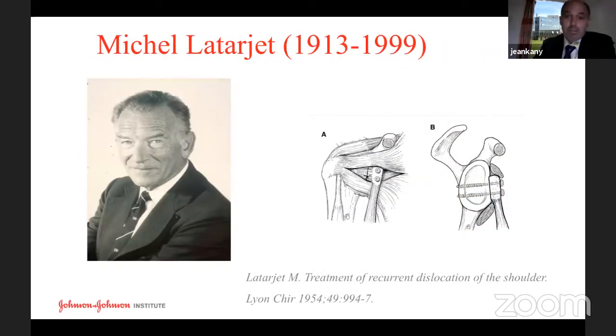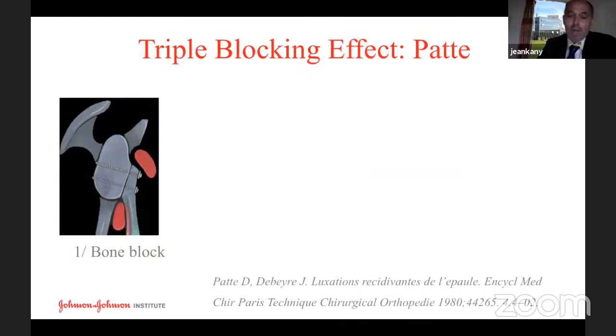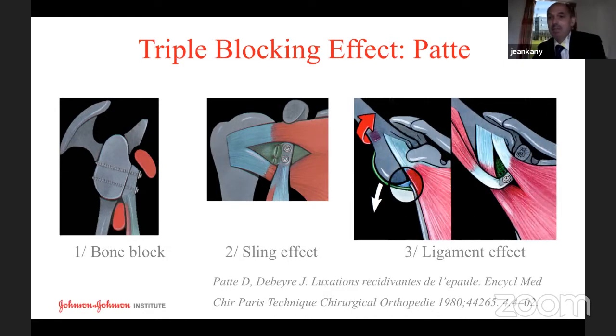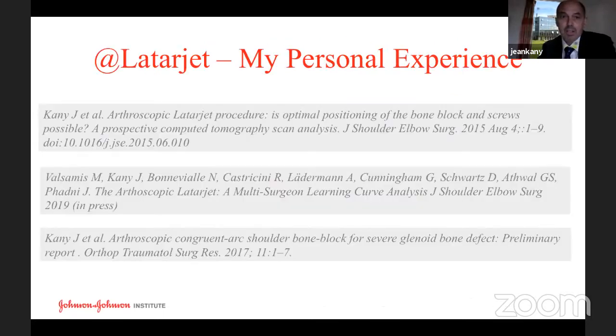So everybody knows Michel Latarjet, who published his paper in 1954. He was a surgeon from France. But we had to wait for Patte and Didier Patte in 1980. And Patte really understood how the Latarjet can work, because there is a bone block effect, because there is a sling effect, and because you have a capsuloplasty effect, a ligament effect stabilization.